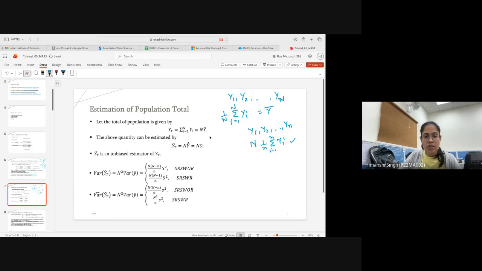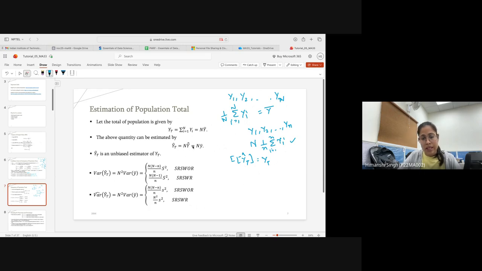This is the estimator for the total population, which is an unbiased estimator. Basically the expected value of Y_T hat is equal to Y_T. So it is an unbiased estimator of Y_T, the population total. Fine. Now this Y_T hat is again a random variable, so how to calculate the variance of Y_T hat?